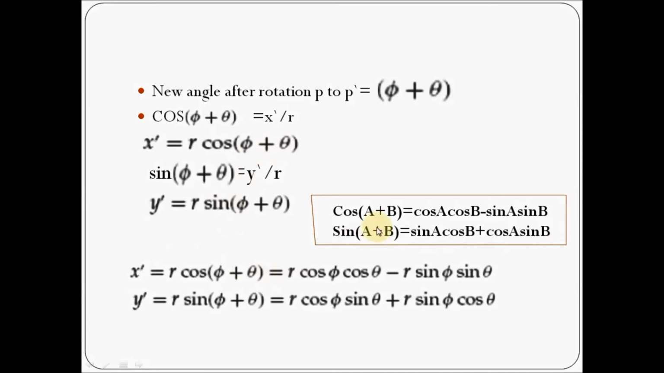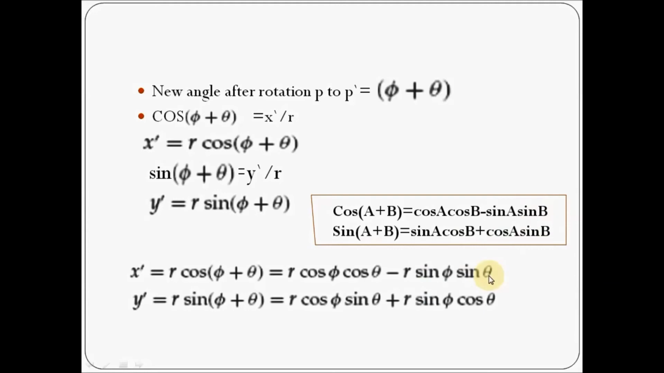So I'm going to apply the same formula. See, cos a means cos phi, so r cos phi. Cos b, so cos of theta. R is there, that's why I consider r on both sides. So cos phi, that is cos a, cos b, cos theta, minus r, I have to consider on both sides, sin a, sin phi, sin b, sin theta.